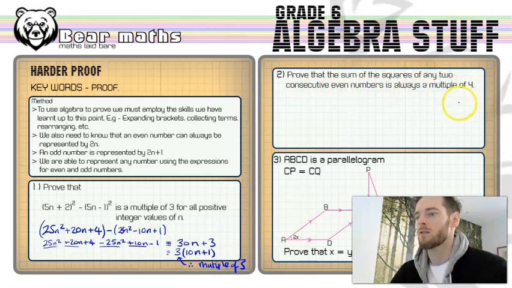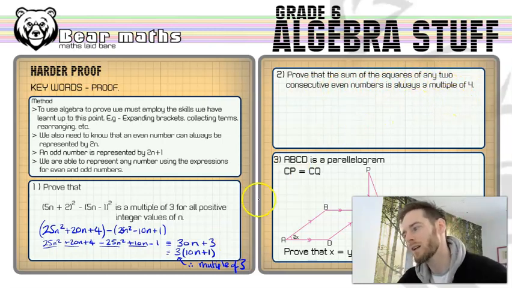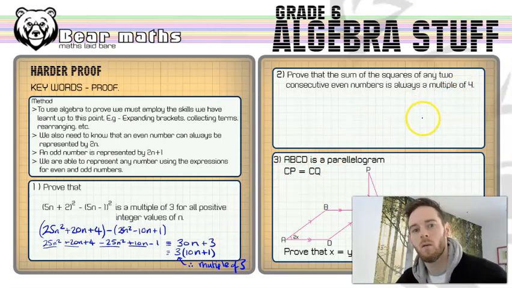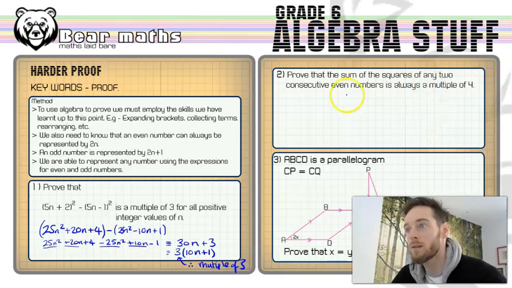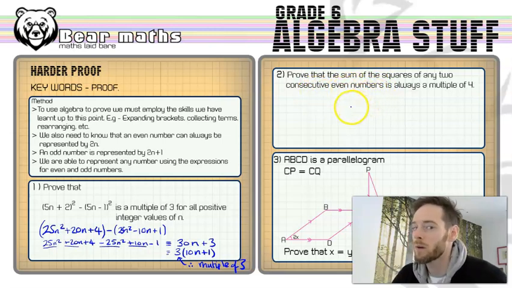All right. So thinking back to what we just did, we're going to need to have a 4 on the outside of a bracket at the end of it, right? And that's going to prove it's a multiple of 4. Even numbers are represented with 2n. Consecutive means one after the other. So you're going to have one that's represented by 2n.